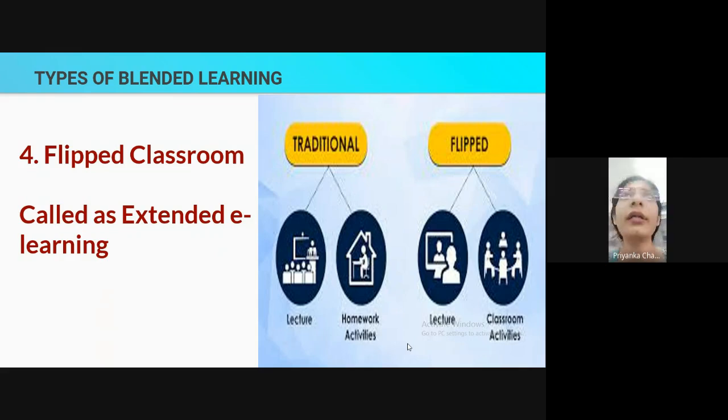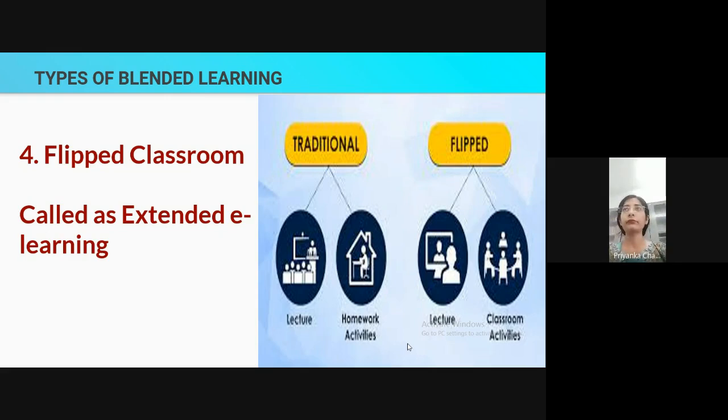in traditional learning, what we dictate, people write over there. But in case of flipped classroom, first we give assignment to the student, they search on their own, and then they discuss in the class. So that's why it is called extended e-learning, or we can say it goes beyond the book. Apart from the book, we come up with new things. We discuss in the class. We relate it with the past and future.